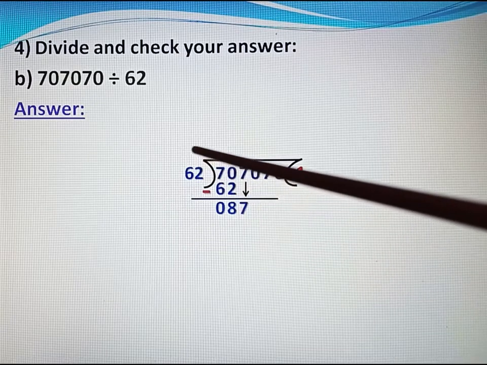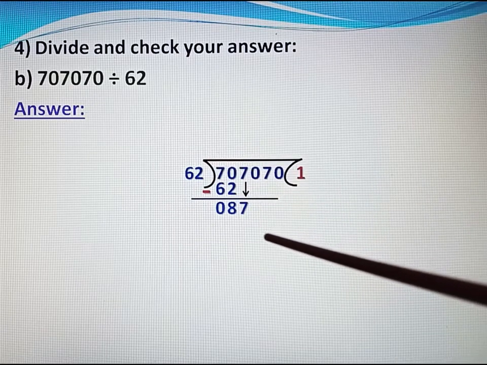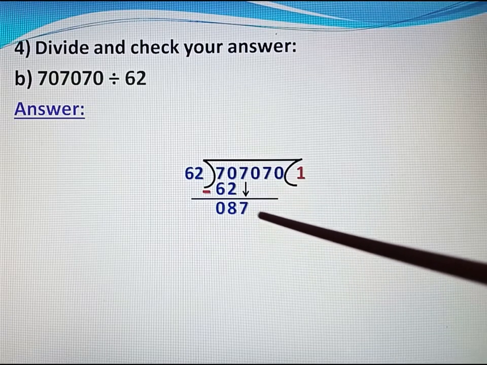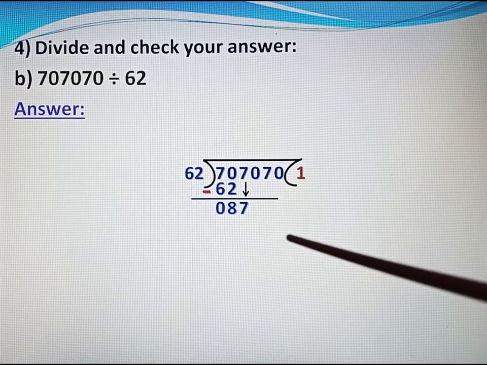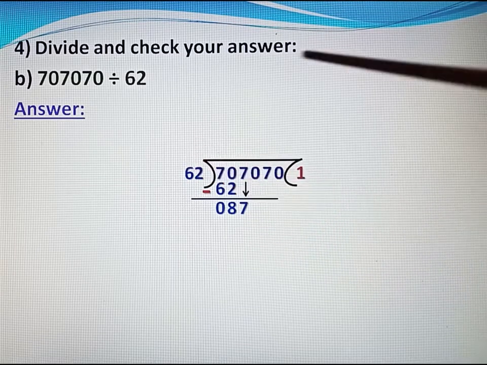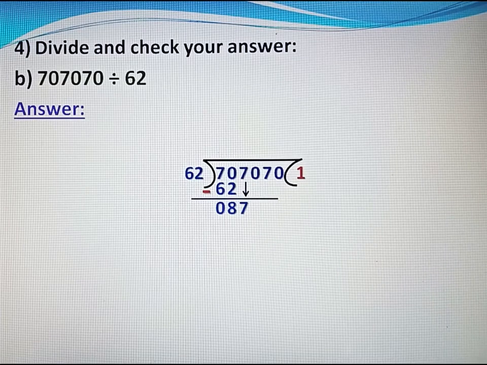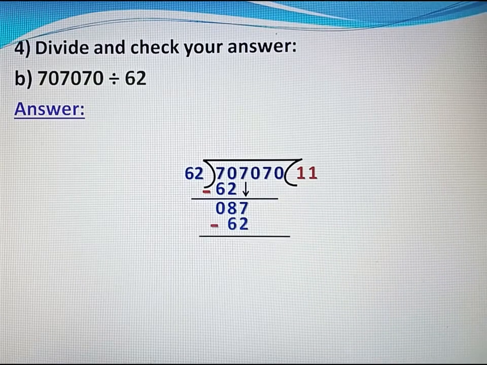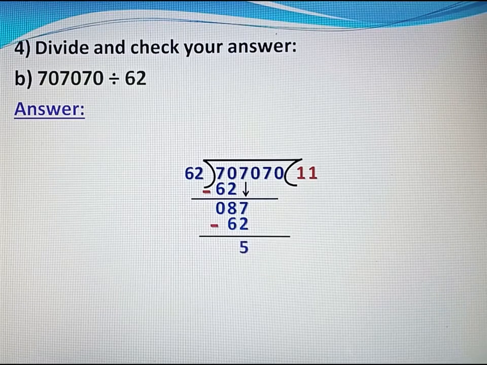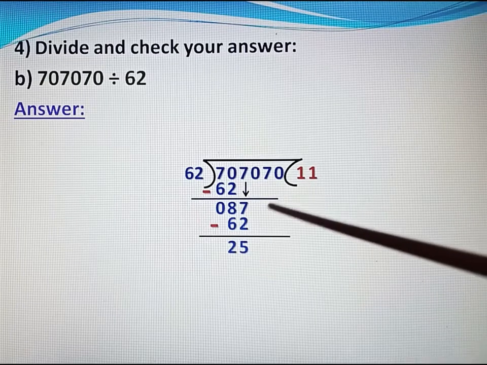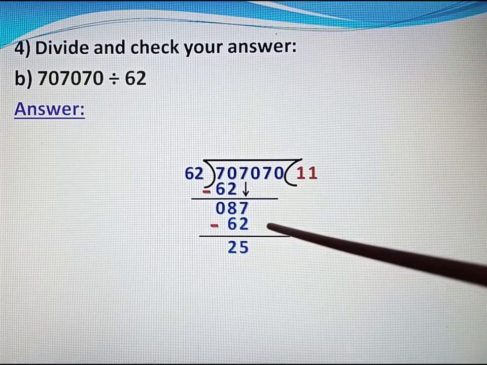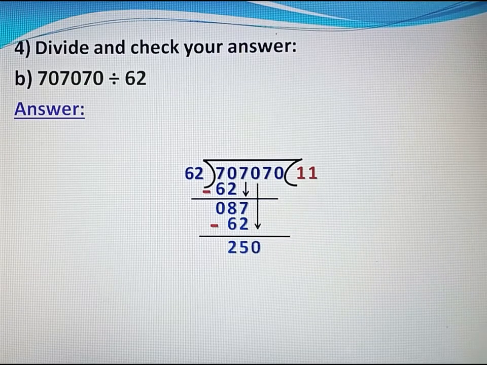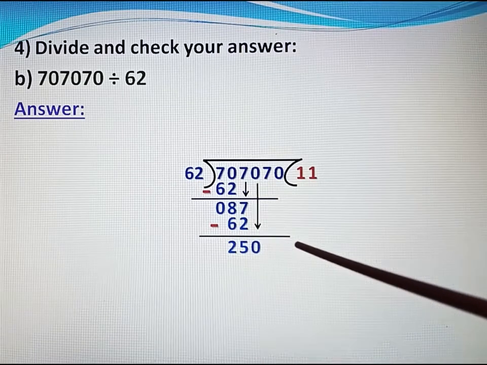Now again we will multiply 62 by a number so that it is equal to 87 or less than 87. It should not be greater than 87. Again we will multiply 62 by 1. 62 multiplied by 1 equals 62, and then we will do subtraction. 7 minus 2, 5. 8 minus 6, 2. And then we will take the next number, that is 0. Right here 0. Number formed is 250.